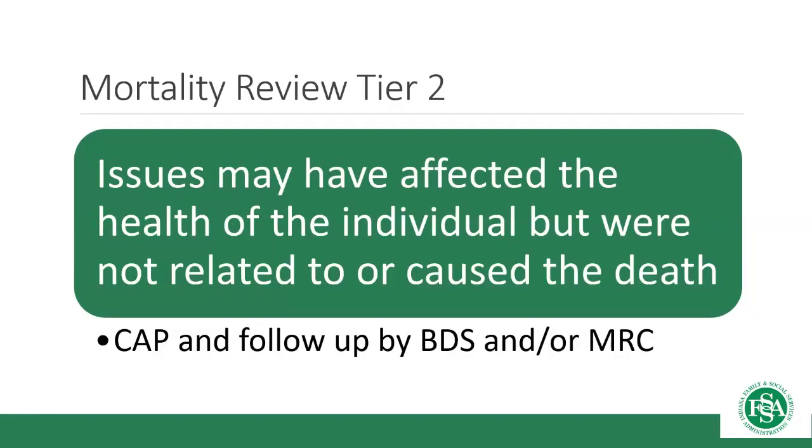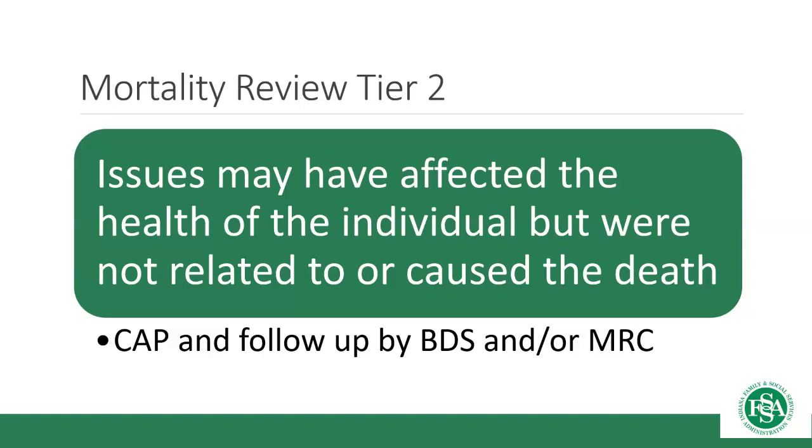Tier 2 are those issues and opportunities for improvement identified in the scope of the mortality review, which may have affected the health of the individual, but was not related to or caused the death. Also, would be something organization-wide that needs to be addressed. For example, an individual died of cardiac arrest, but investigation revealed an antibiotic prescribed 3 days prior was not on the MAR and had not been filled at the pharmacy. The provider was responsible for all medication-related issues.